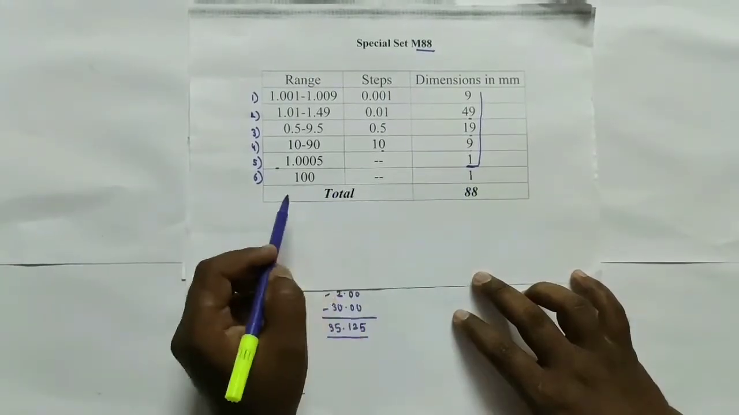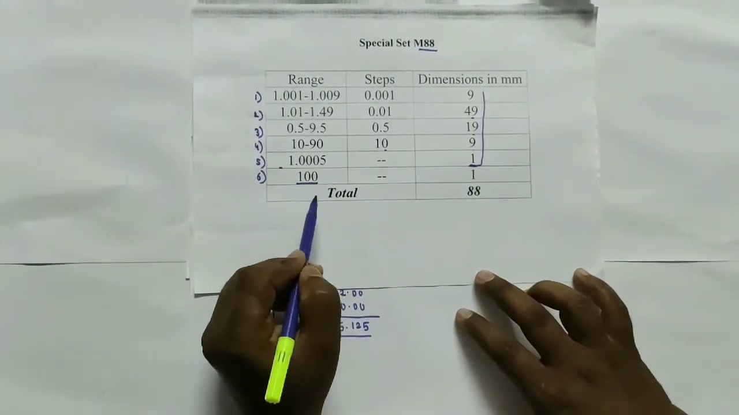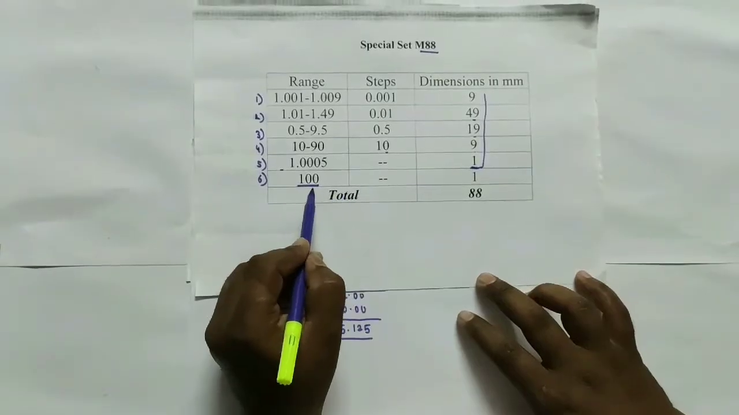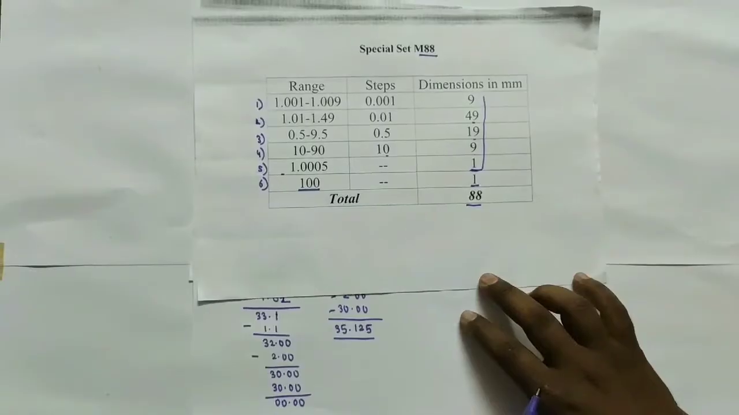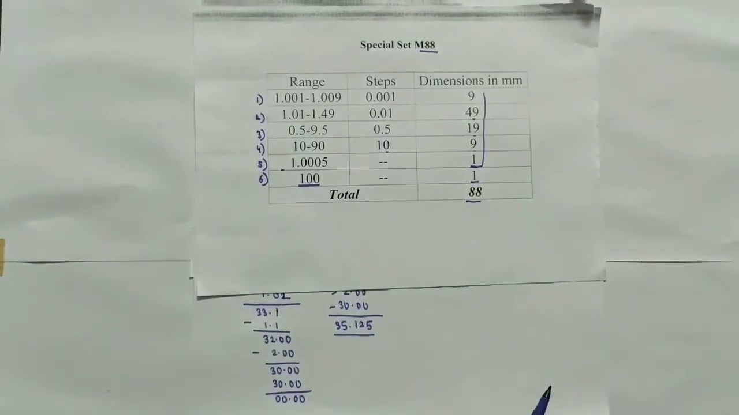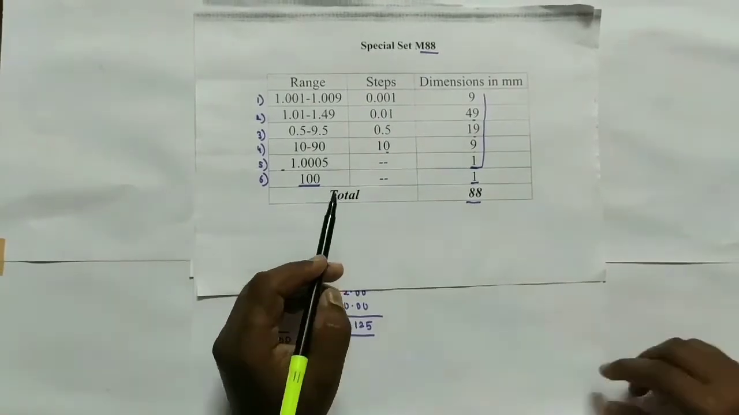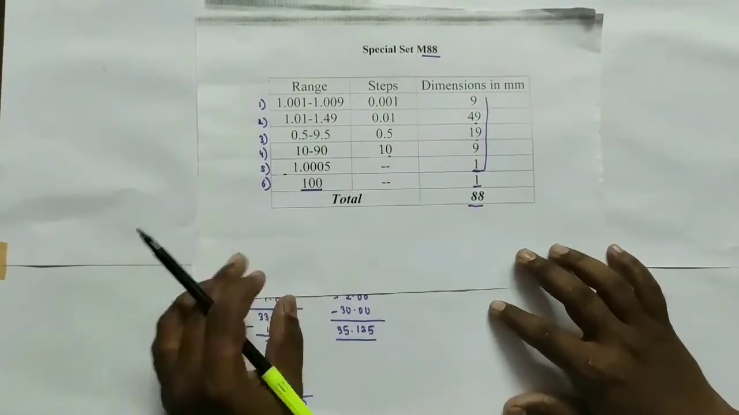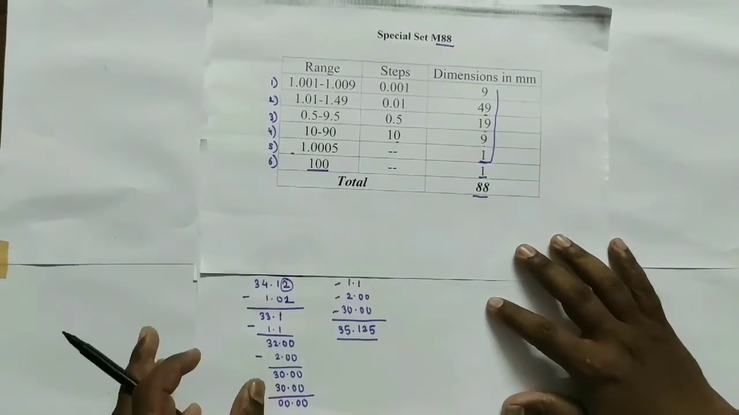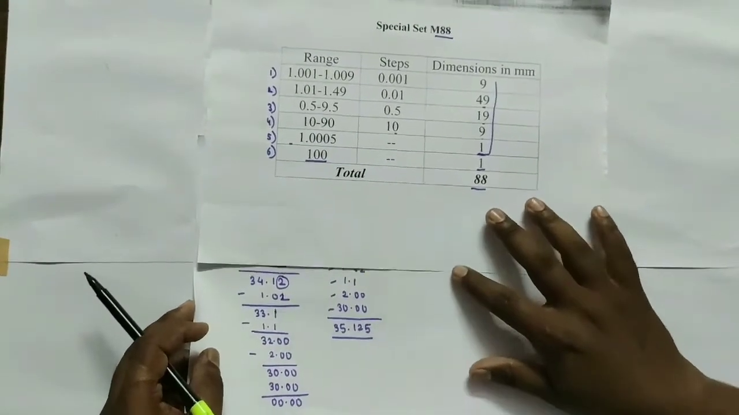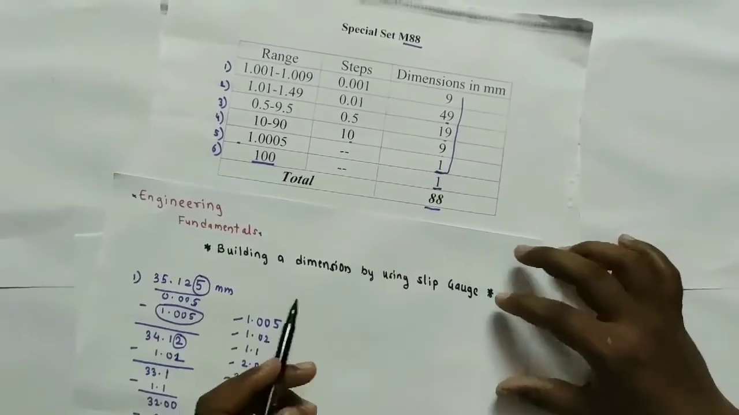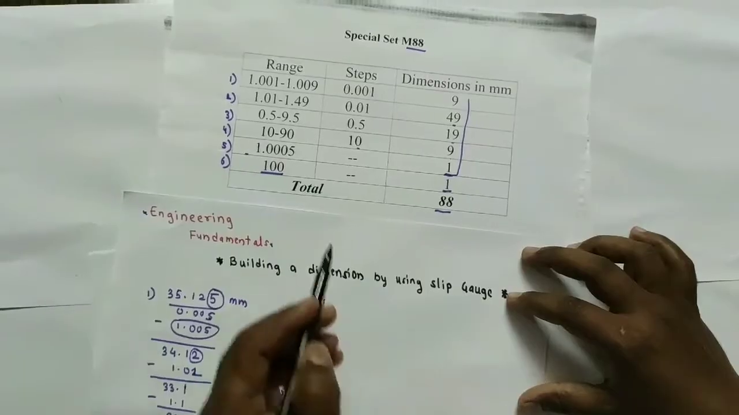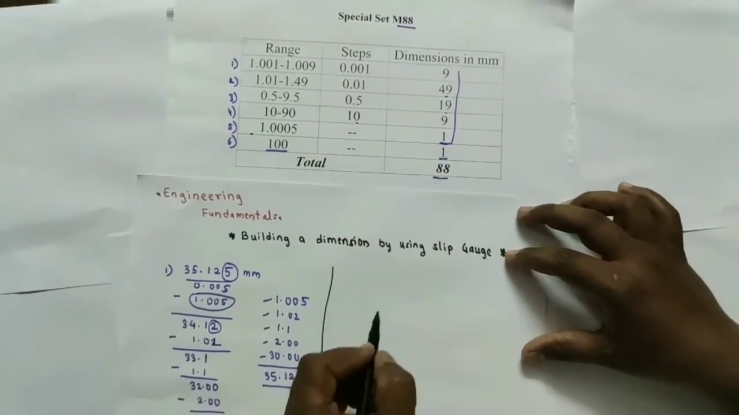Then one slip gauge is added in this special set, that is 100. So the new slip gauge set count is now 88. So by using this special set of slip gauges we can build any dimension. Just like the normal set, we can build a dimension by using the special set, which has 88 slip gauges.